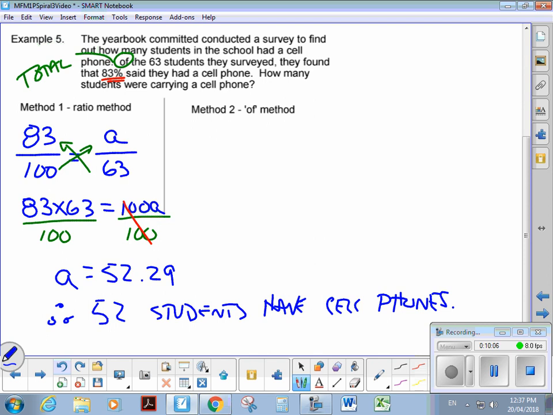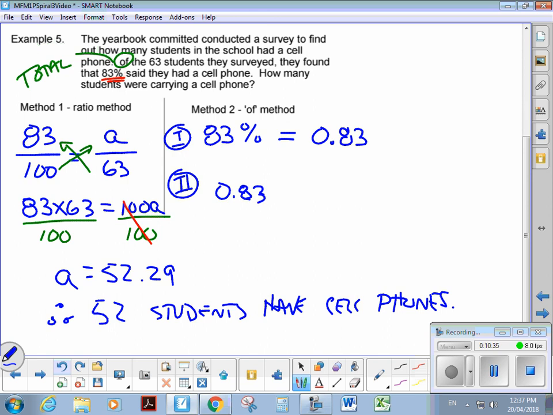All right. So this one I said I would do with method 2 for the example. In method 2, I would convert 83% to a decimal. So 83% is equal to 0.83. Now we need to multiply by the total, because we want 83% of a total. So step 2, we do 0.83 times our total, which was 63, and that gets you 52.29.